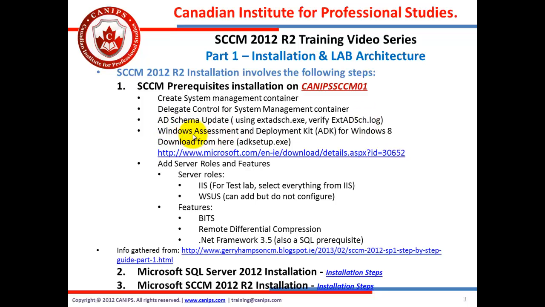And then the next step will be to install ADK, the Microsoft Windows Assessment and Deployment Kit. So ADK, Assessment and Deployment Kit for Windows 8.1. You can download it right from this URL. You can type this URL, or you can just Google download ADK for Windows 8. It will directly take you to this URL.